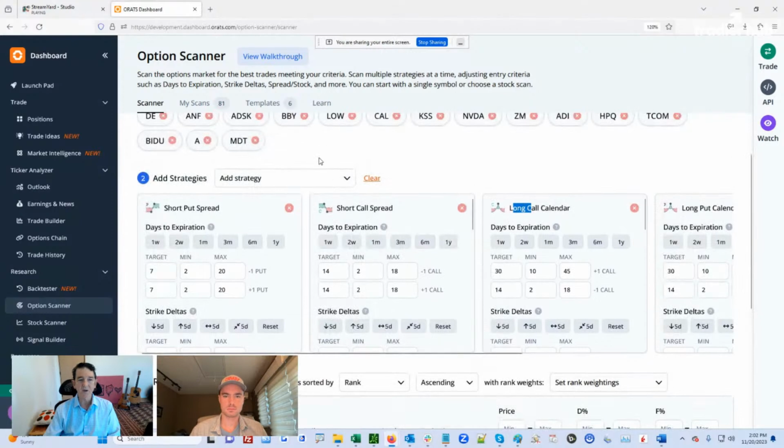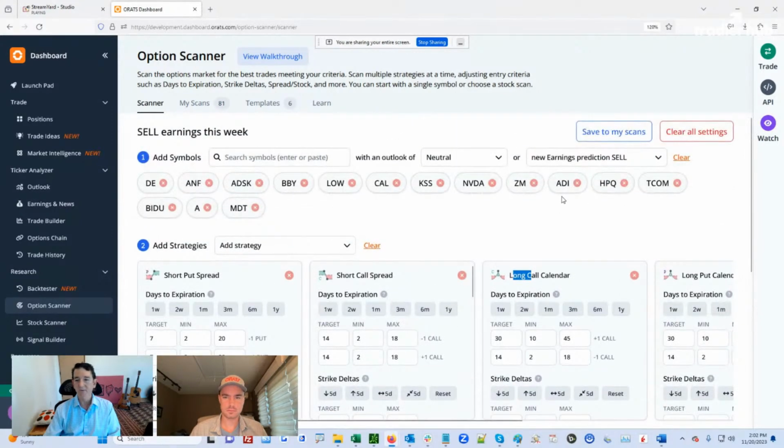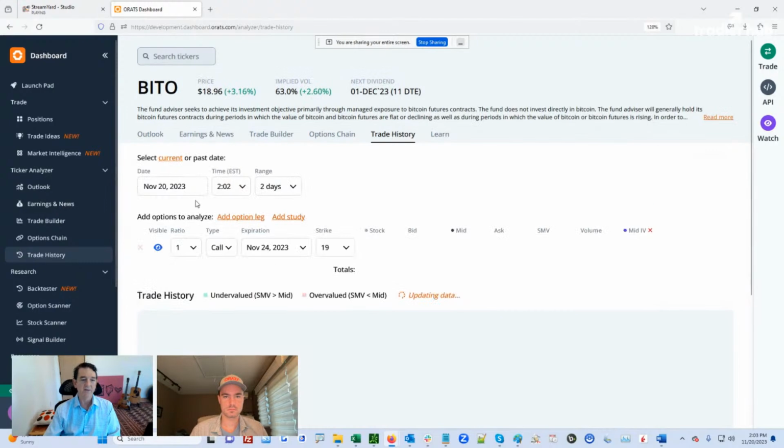So we set these up. We did this last week, and one of the trades that came up was Palo Alto. So we're going to go over how that trade did. So to do that, it's already expired. So we're going to go to the trade history. I'll show you how to set this up.